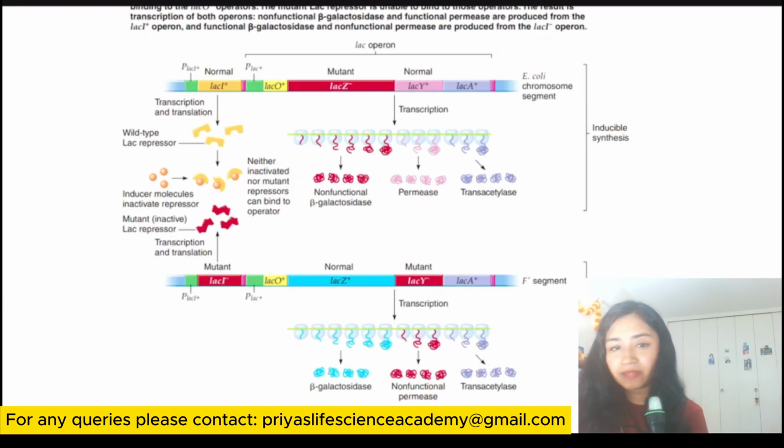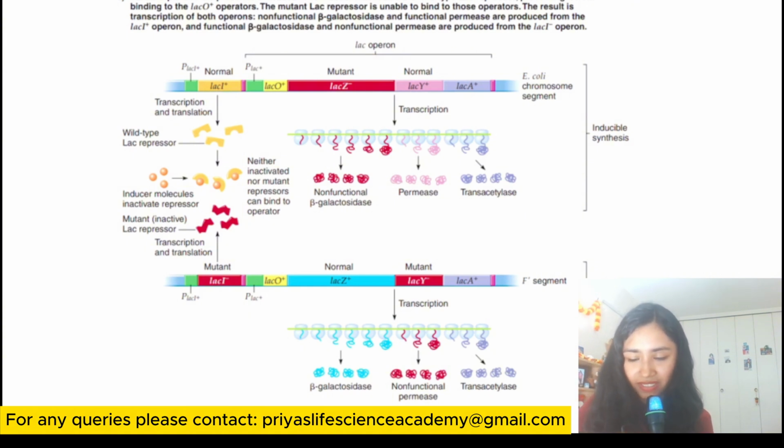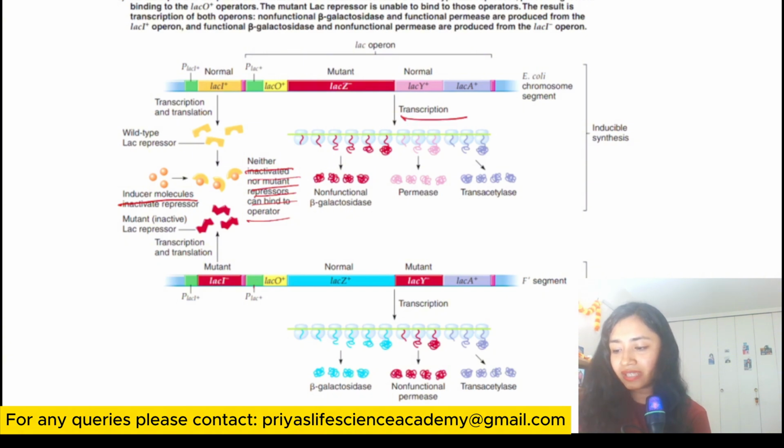So here in the presence of lactose, the Lac repressors are blocked. Neither inactive mutated repressors nor active repressors can bind to the operator. Inactive repressors can't bind, that we know, but active repressors also can't bind because they are deactivated by the inducer molecule, allolactose or lactose. Now the transcription can go on smoothly and beta galactosidase, permease, and transacetylase are made. Again here also, after the blocking of the repressor by the inducer molecules, beta galactosidase, permease, and transacetylase are made from the other segment. So this is the overall scenario.